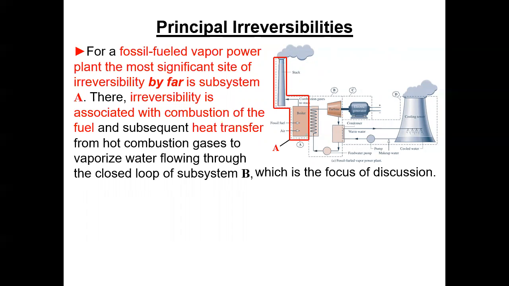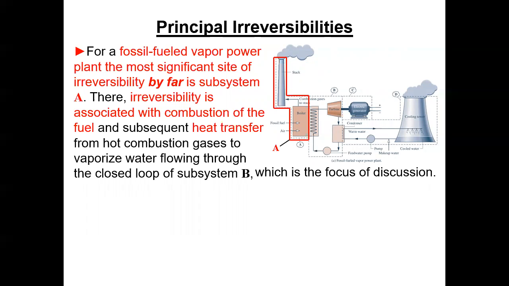And the other is the heat transfer. And remember, to have reversible heat transfer, you have to have an infinitesimal temperature difference. Well, between that probably 4,000 or 5,000 degree combustion temperature and that steam temperature of 1,000, that's a pretty big temperature difference. So that's highly irreversible as well. So those two components by far make the boiler the largest site of irreversibility, or generator of entropy, in the whole kit and caboodle.